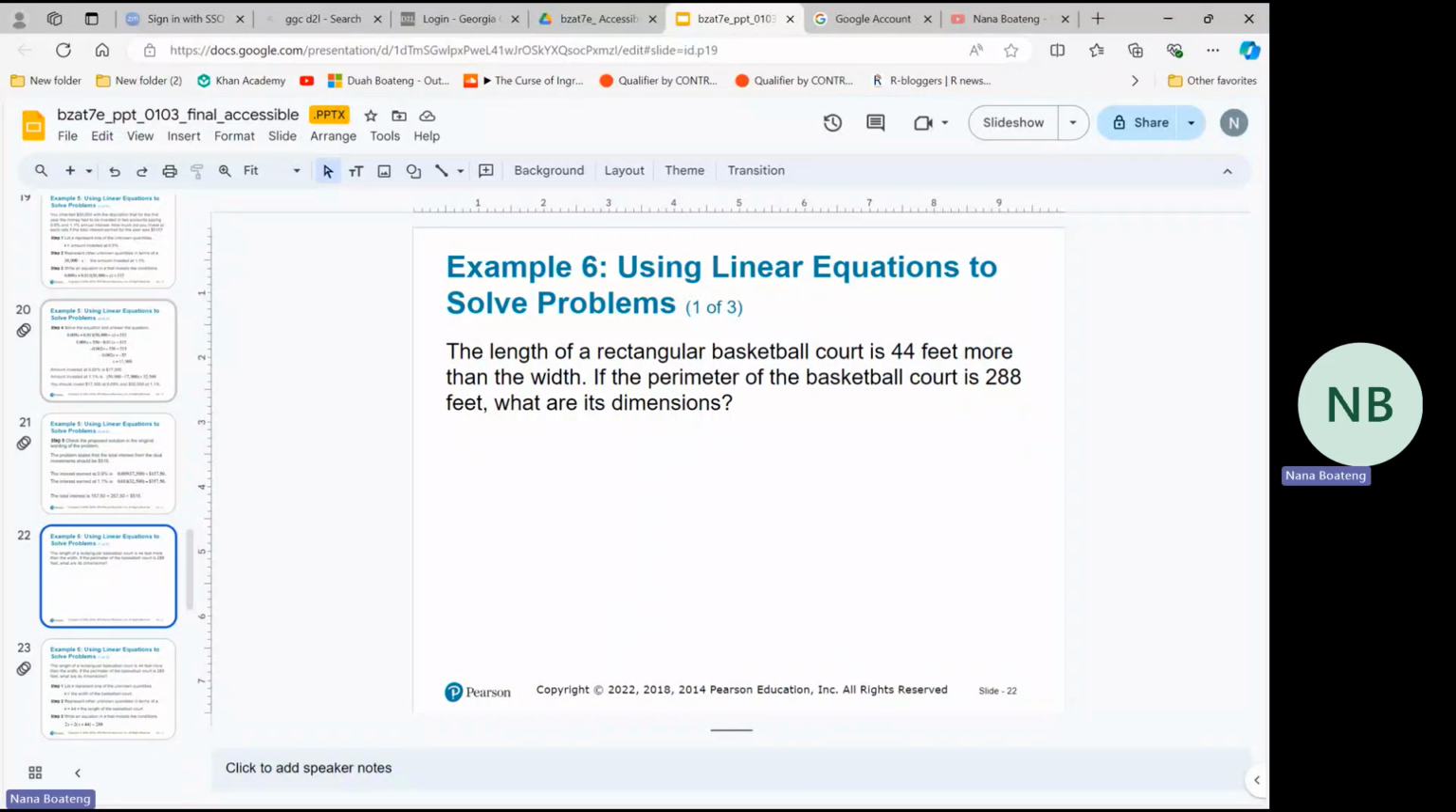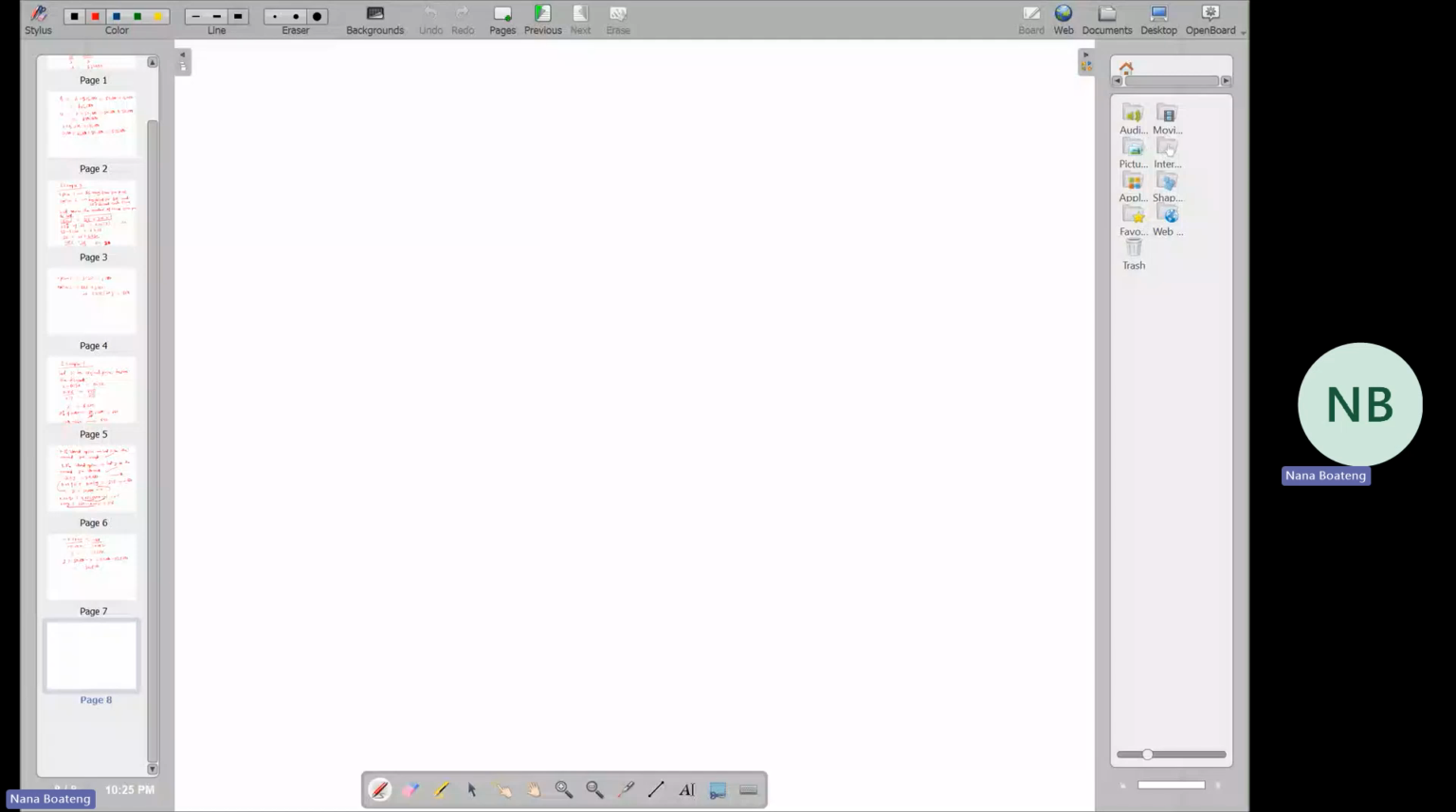All right, so example 6. It says the length of a rectangular basketball court is 44 feet more than the width. If the perimeter of the court is 288 feet, what are the dimensions? All right, so let's go to the blackboard again and try to walk through this example.